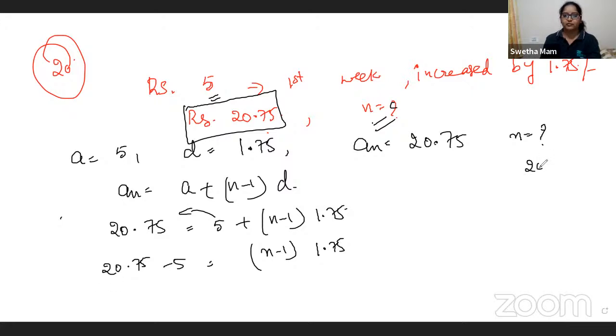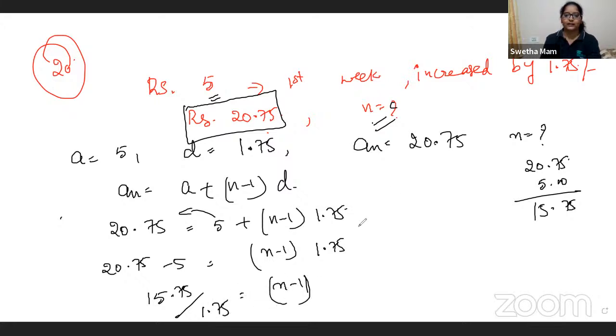So be careful while subtracting the numbers. We are subtracting only 5. That is a whole number. Don't write it below 5. That is a whole number. So write 15.75. And I will take this 1.75 to the denominator, n minus 1.